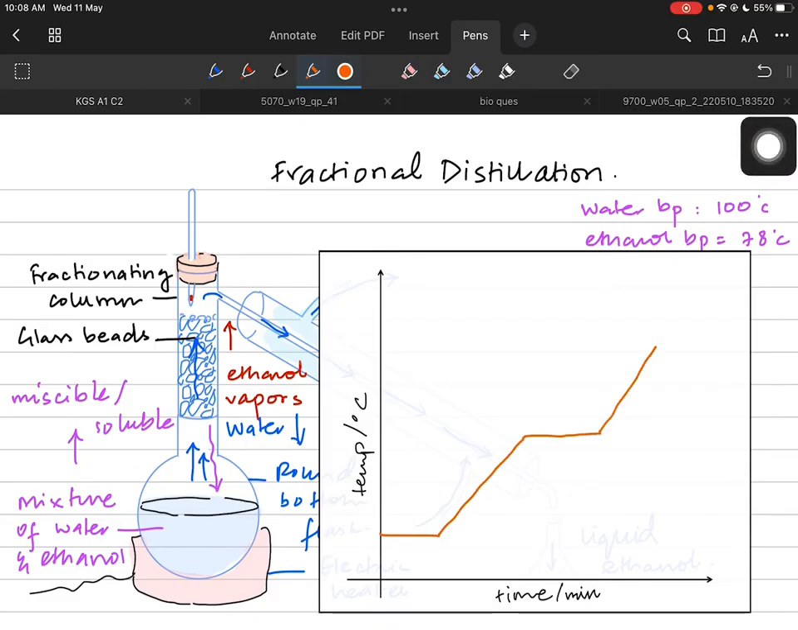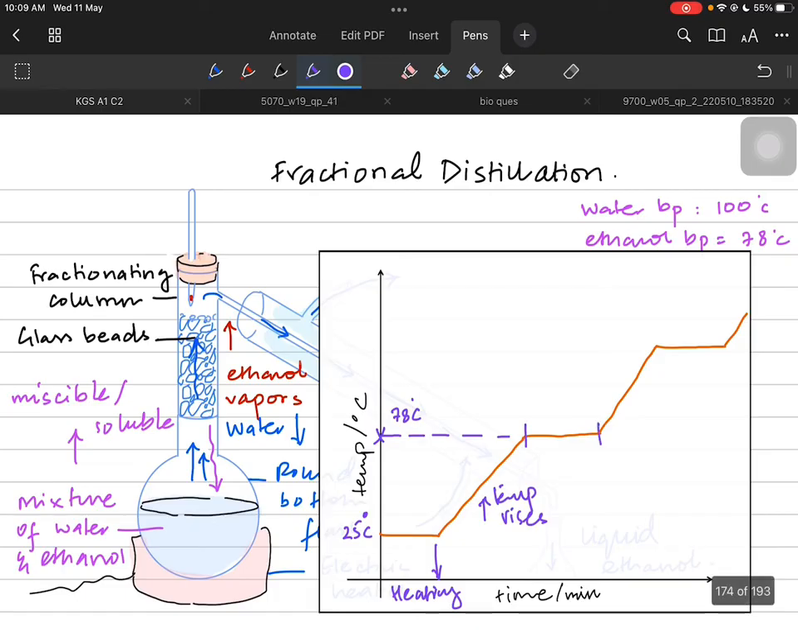Now what's happening? The temperature in the beginning was just 25 degrees Celsius because that's the room temperature. The temperature starts rising only when the heating begins. So you can see the first rise where the heating began. Then it becomes constant at exactly 78 degrees Celsius. It remains constant for a while. Why is it remaining constant? It remains constant for the length of time when the ethanol is vaporizing.